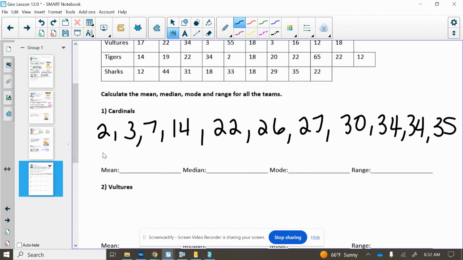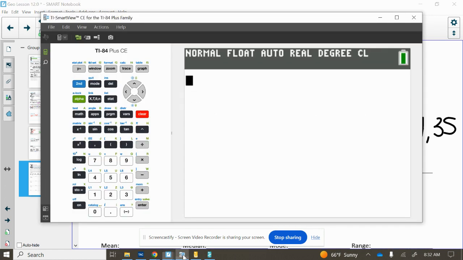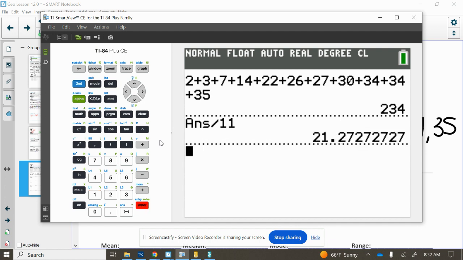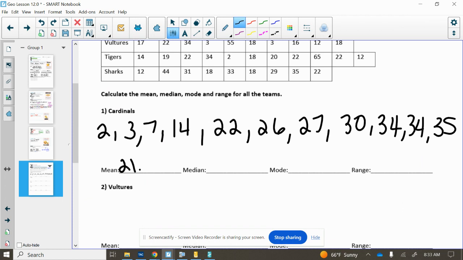And again, our mean is going to come from adding all of these numbers together. So 2 plus 3 plus 7 plus 14 plus 22, 26, 27, 30, 34 two times, and 35. So we get our total sum of 234 that we then are going to divide by 11 for a mean score of 21.27 repeating, or maybe you rounded that to just 21.3 would be our mean.